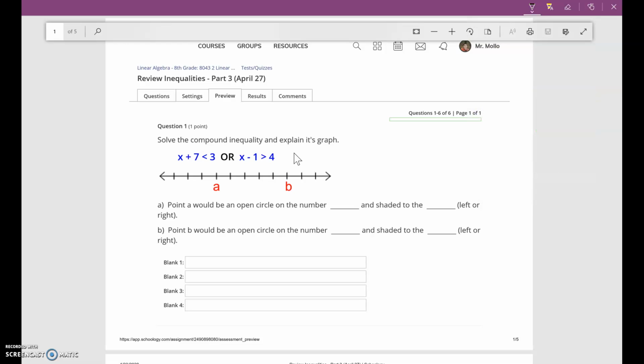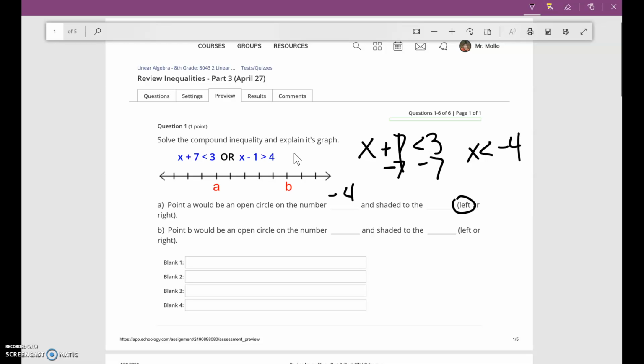So if we look at number 1 here, solve the compound inequality that explains its graph. So x plus 7 is less than 3. Since it says x plus 7 is less than 3, I'm going to subtract 7 from both sides. So I get x is less than negative 4. So point A would be an open circle on the number negative 4. And since I have it less than negative 4, that means it would be shaded to the left.